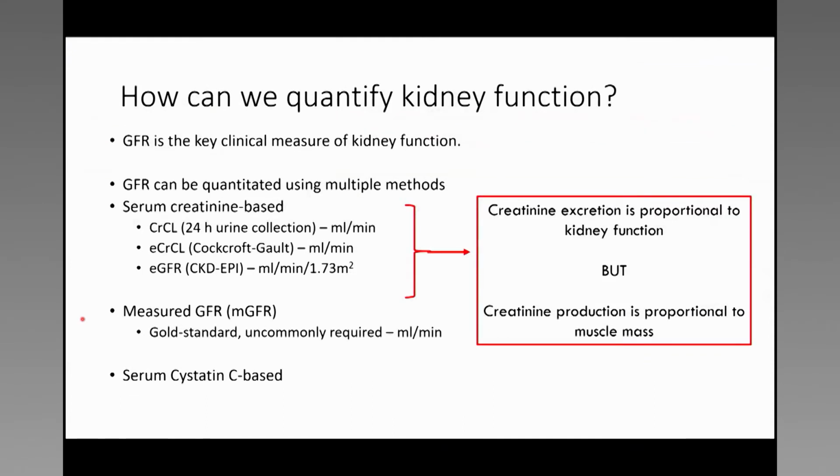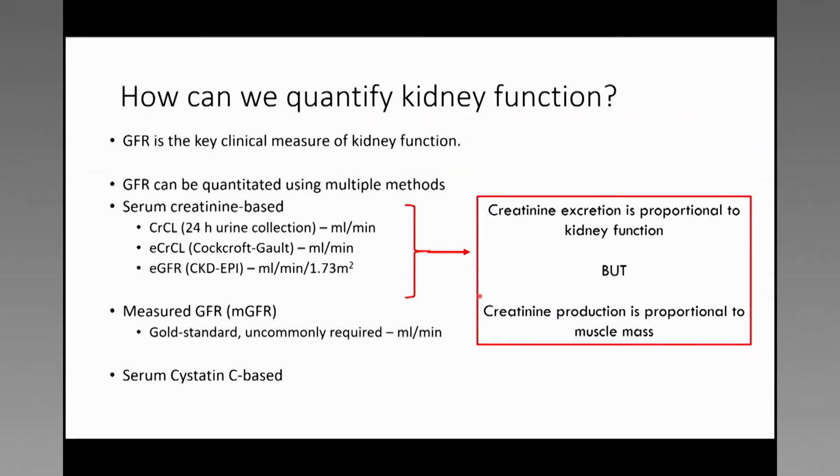Let's talk about each of these. So when we're thinking about serum creatinine-based formulae, we know here that the premise of this is that creatinine excretion is proportional to kidney function. So if kidney function halves, then we're going to have a doubling of creatinine. The problem with this, though, is that creatinine production is proportional to muscle mass. So there are some individuals whereby this would not be helpful.